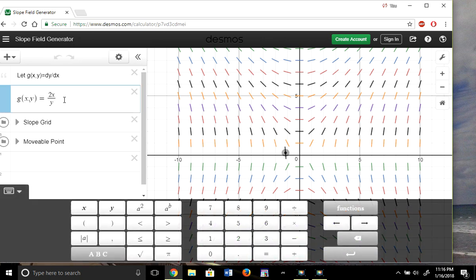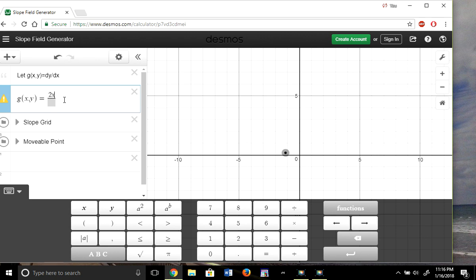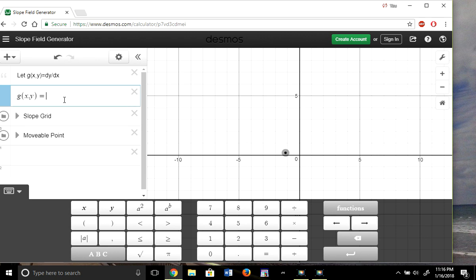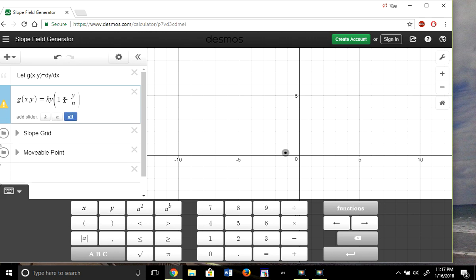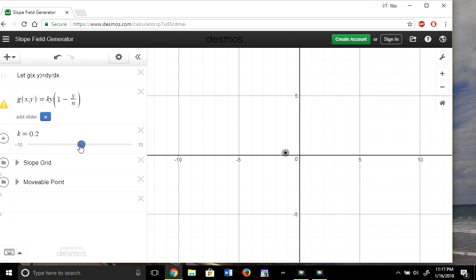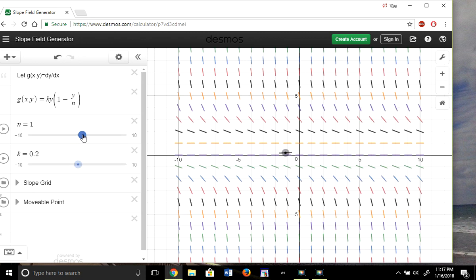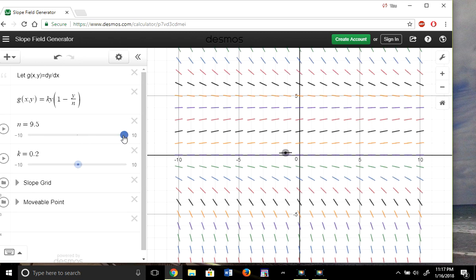If you remember, our differential equation was k times p times 1 minus p over n, but p was my dependent variable, so we could go k times y in this case times 1 minus y over some value of n. So that is my differential equation, and we could let k go from 0.3, 0.2, and n we could make a slider. N could be the carrying capacity, maybe n is 10.